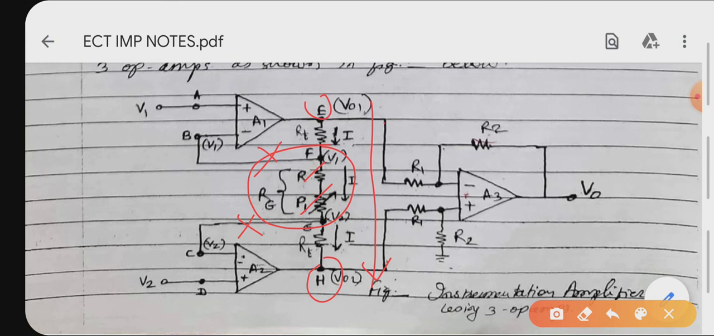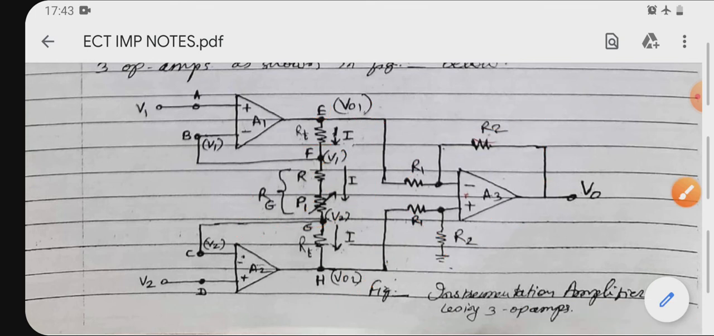The outputs of the two op-amps, VO1 and VO2, are given as input to op-amp A3, which is connected in differential mode. The feedback resistor R2 and this compensating resistor R2 have the same value, therefore denoted as R2 and R2. Similarly, the input resistors R1 and R1 have the same value, therefore denoted as R1. So this is the circuit description.